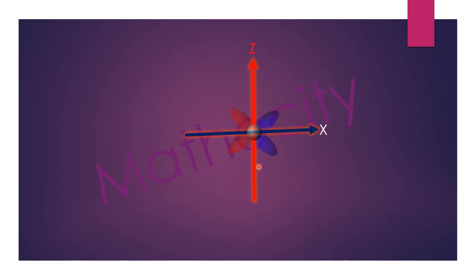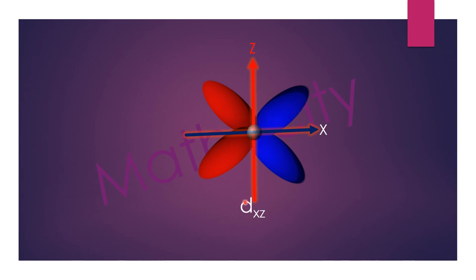Next, observe this, children. See this one. This is xz. This is the x axis. This is the z axis. The electron cloud is oriented in the xz plane. So this is dxz orbital. Observe this carefully. If the electron cloud orients in the xz plane, then it is dxz orbital.